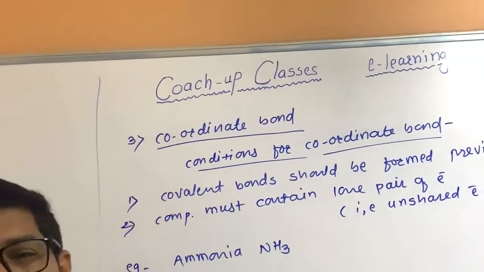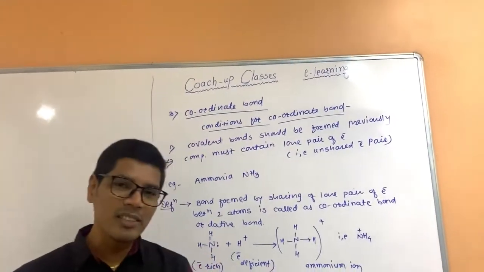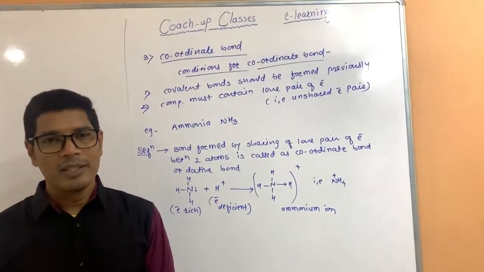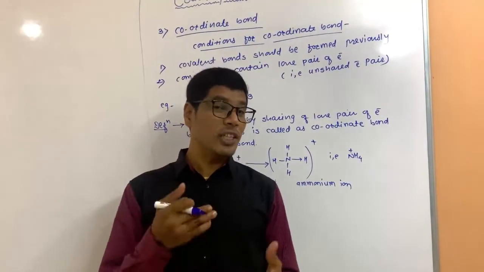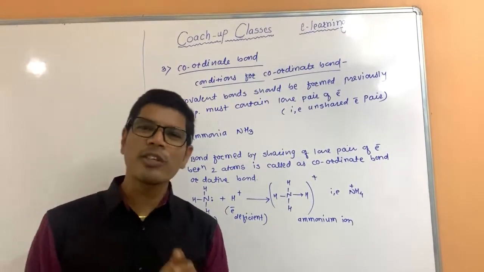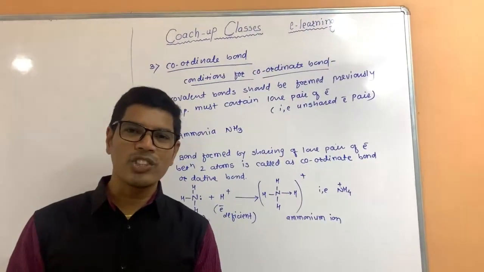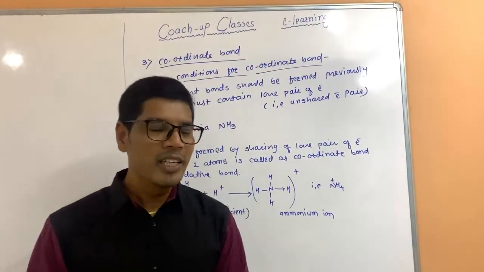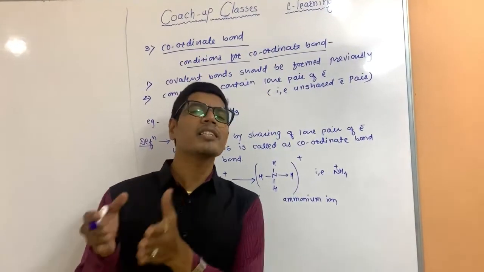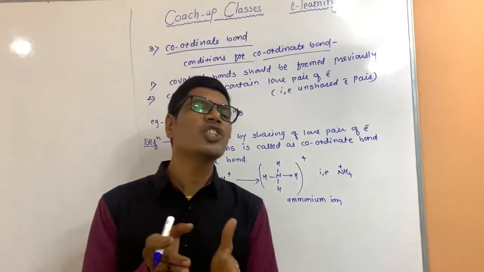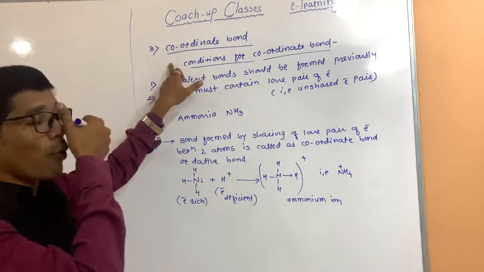So what is meant by a coordinate bond? Before we see that, we must first understand the conditions for a coordinate bond. Actually, it is a special type of covalent bond. Covalent bond means there is sharing of electrons, but this is a special type of sharing. Why special? Because in a covalent bond there is sharing of electrons from every atom: one electron sharing, two electron sharing. But here it is not like that. Here, for sharing, both the electrons are provided by only one atom, and the second atom does not provide any electron. That atom can only share. So such a special type of covalent bond is nothing but the coordinate bond.